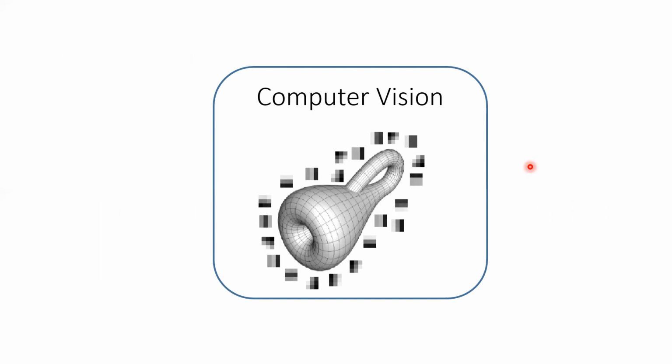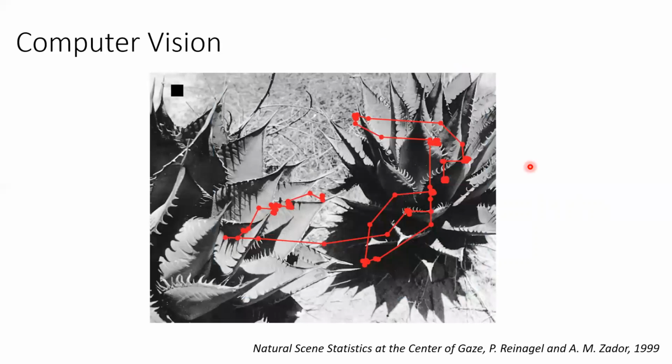The application I'm going to start with is to computer vision, to the problem of teaching computers how to see. There's this very nice paper from the 1990s by Reinagel and Zador, and they're interested in figuring out what it is that humans look at when they see an image.